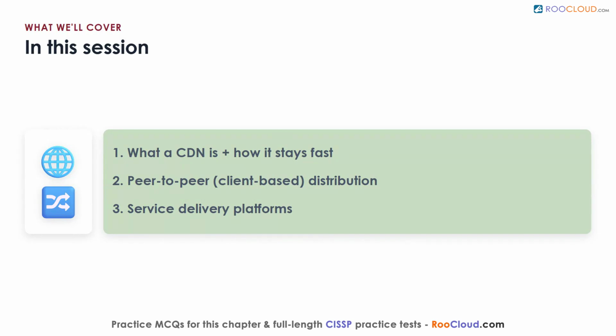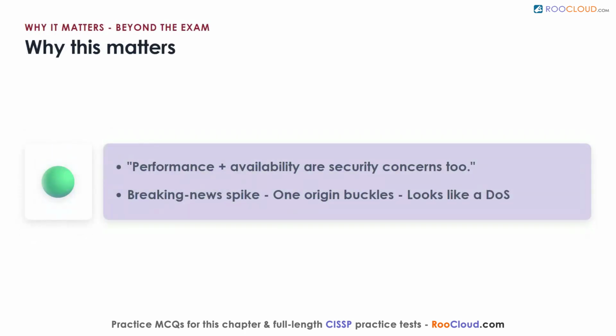What is a content distribution network, and how does it stay fast? Can this idea work without a fleet of company servers? And what closely related platform delivers services the same way? Why does this matter beyond the exam? Because performance and availability are security concerns, not just marketing ones.